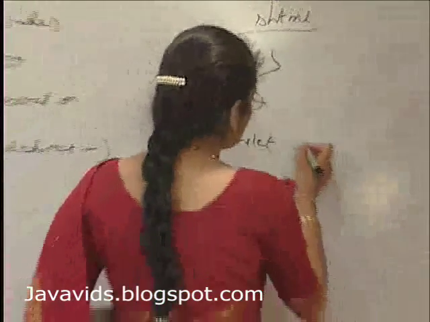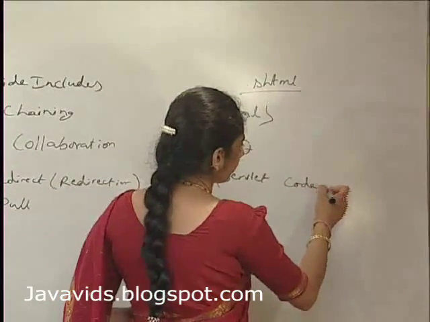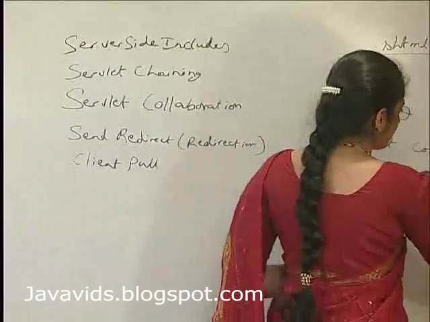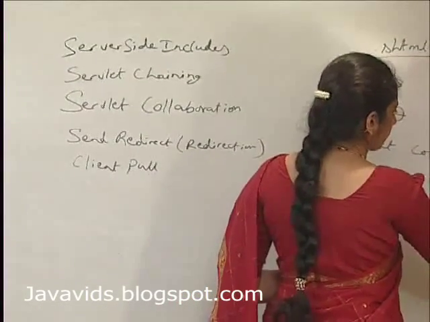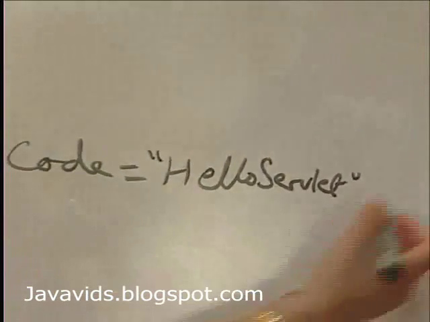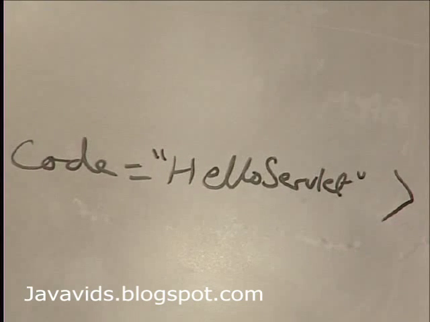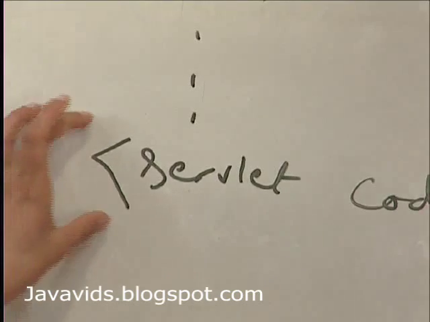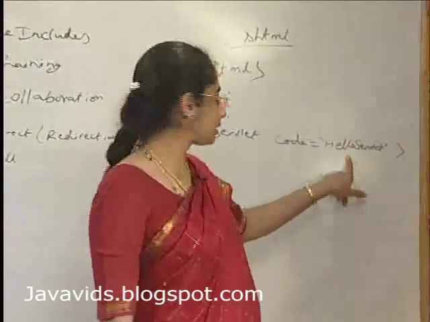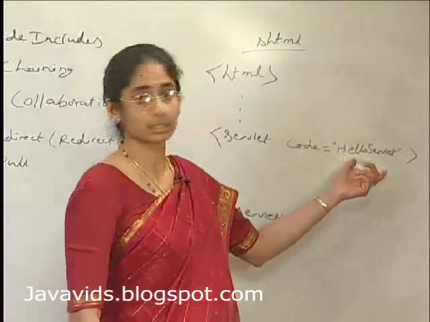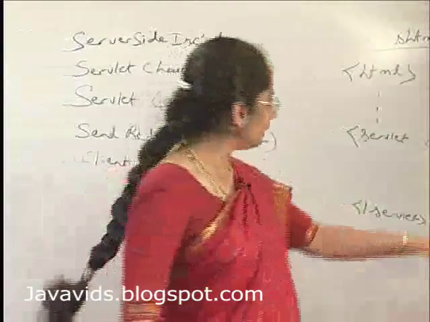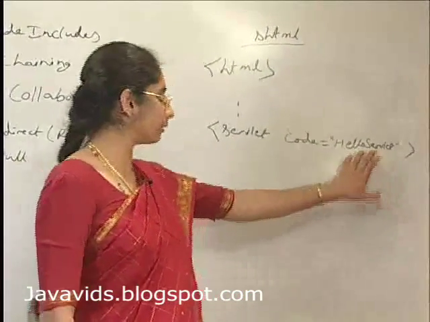In the servlet tag, you specify the code attribute which takes the name of a servlet. You can end your servlet by giving /servlet at this point. So you write a servlet tag with a code attribute having a servlet name. That is, if it belongs to a package, then package name.servlet name. Of course, since you would have specified the alias name, then it's just the alias name that you need to specify here.